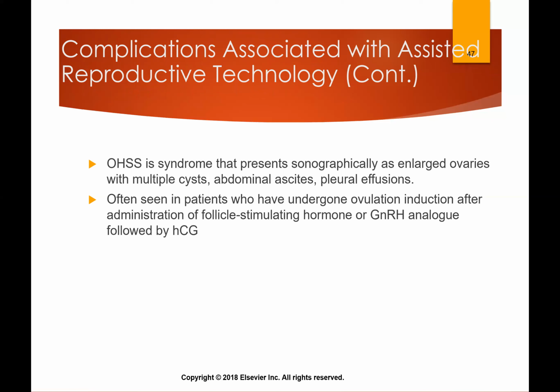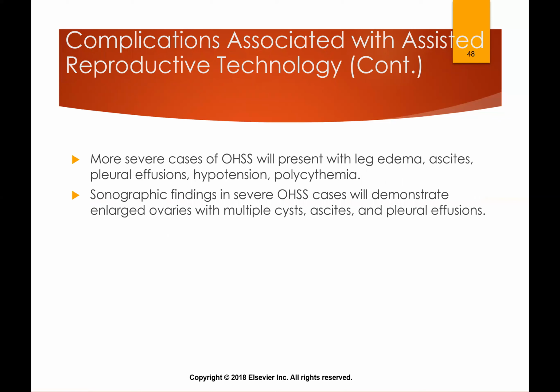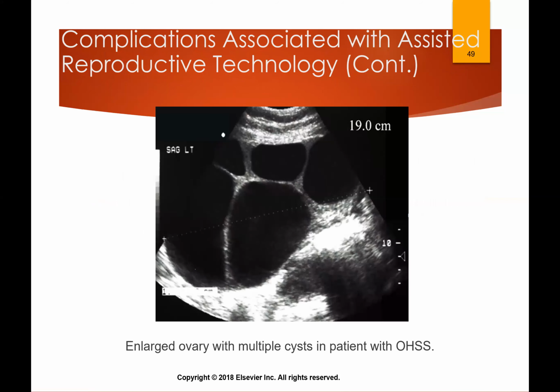OHSS is a syndrome that presents sonographically as enlarged ovaries with multiple cysts, abdominal ascites, and pleural effusion, and is often seen in patients who have undergone ovulation induction after administration of FSH hormone, GnRH analog followed by HCG. More severe cases can cause leg edema, ascites, pleural effusion, hypotension, polycythemia. And sonographic findings in severe OHSS cases will demonstrate enlarged ovaries, multiple cysts, ascites, and pleural effusions. Look at that ovary. Wouldn't you think that would hurt? Oh my goodness.